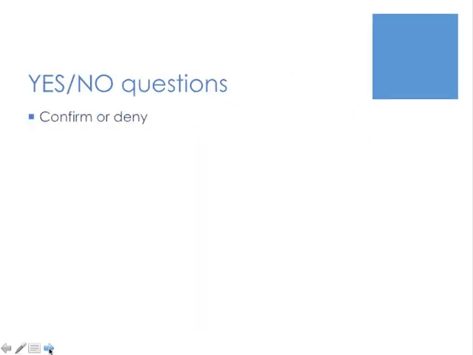Well, let's start with yes or no. The basic purpose of yes or no questions is to confirm or deny information. So, for example, when someone says, "Can you do this?" we generally look for answers such as, "Yes, I can," or "No, I can't."